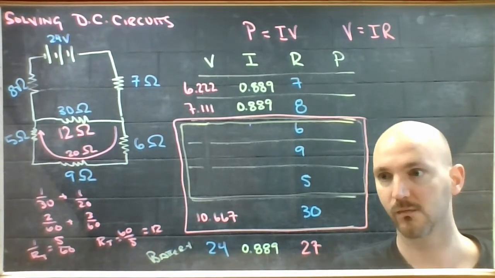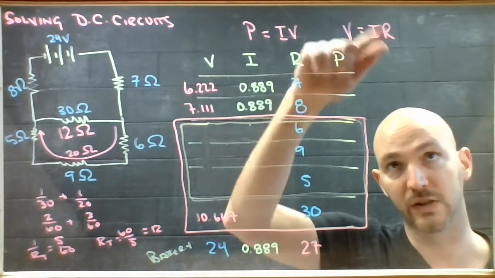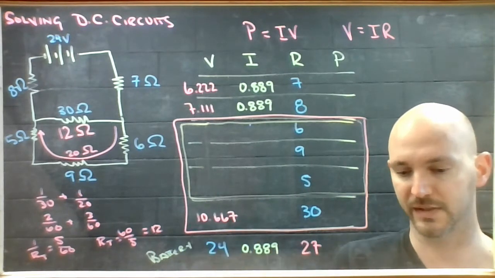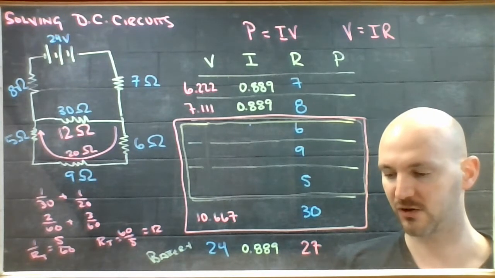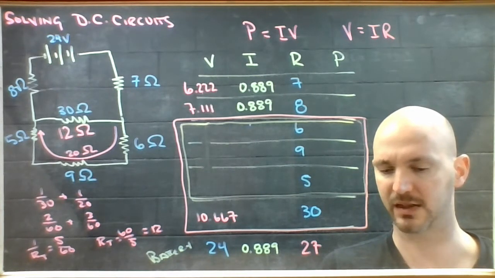All right. Well, I have a voltage and a resistance now, so I can use Ohm's law to get current by taking the voltage divided by the resistance. So if I take that number there, divide it by 30, I get 0.3555. We'll round that to 0.3556.